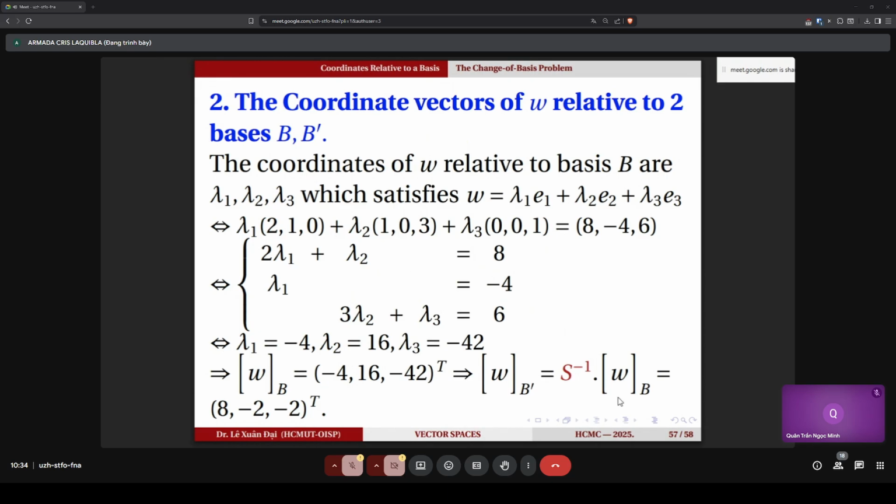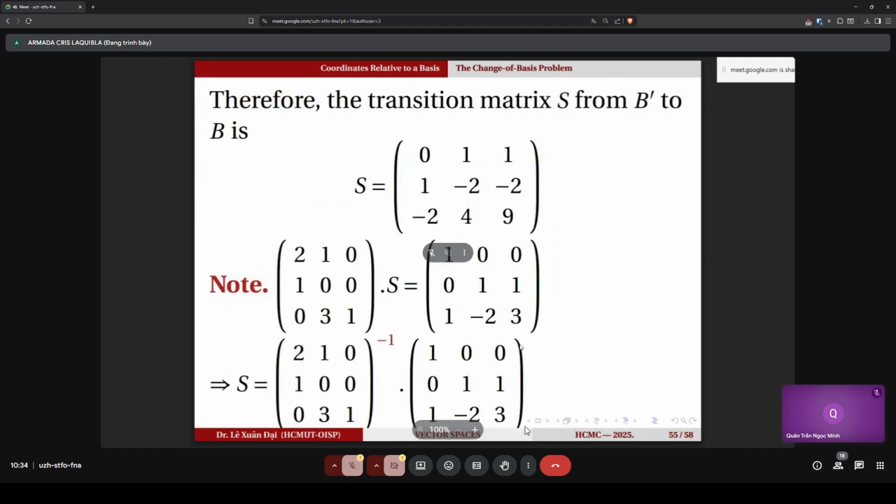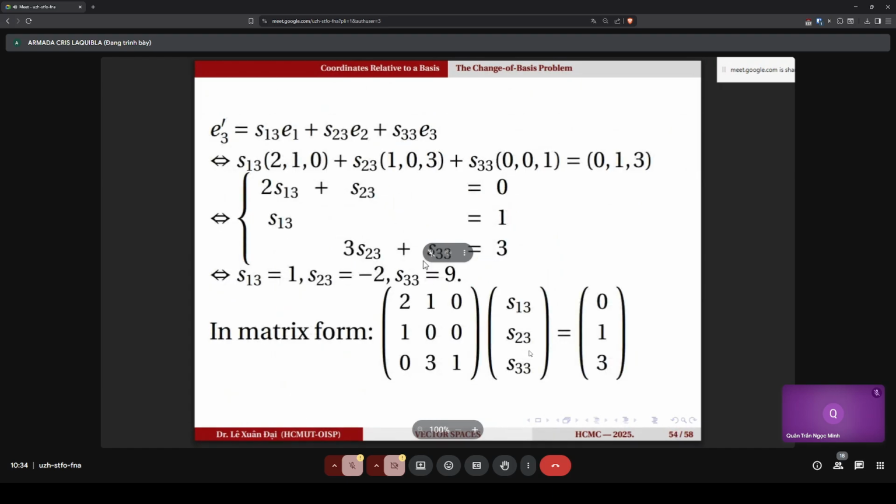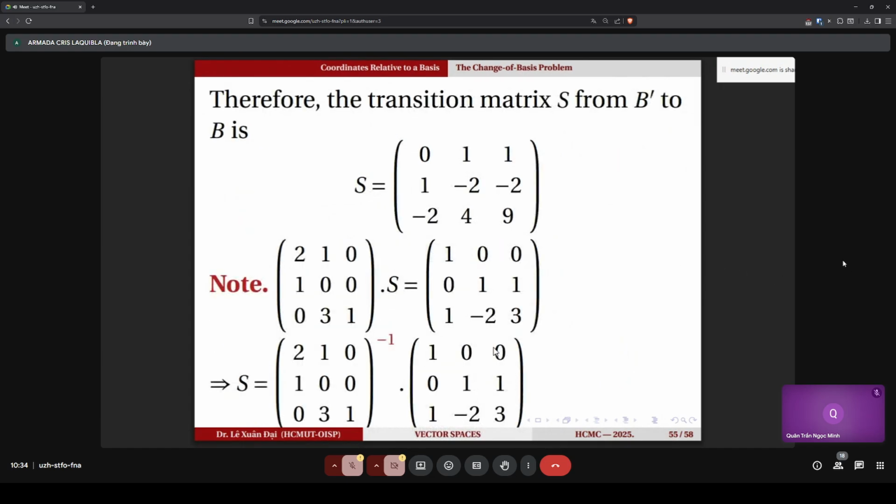Okay, can we double check this? Now you have your W. Did we solve the S inverse already? Not yet. This is only S. We will take the picture of our S again here. So first we get our S inverse.